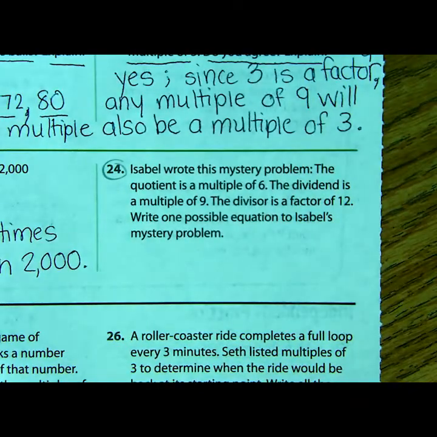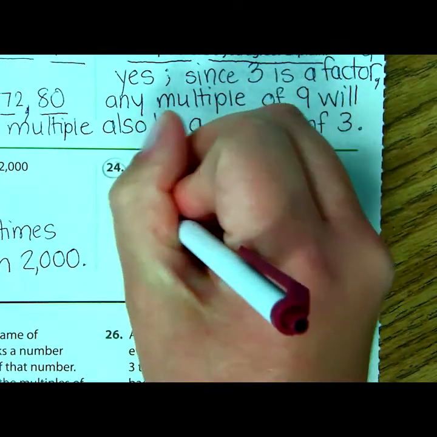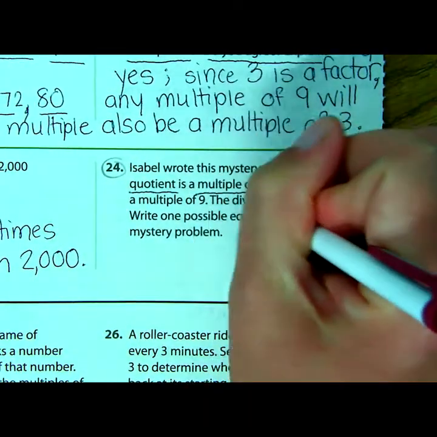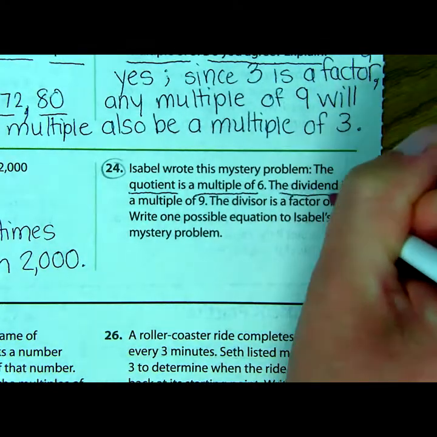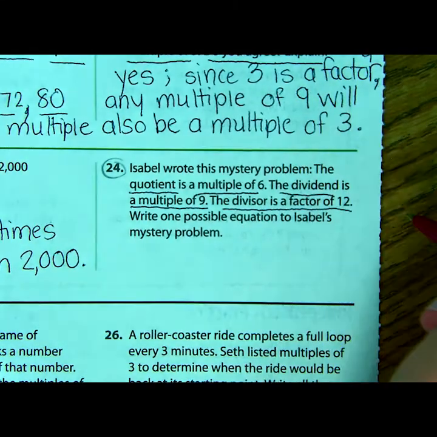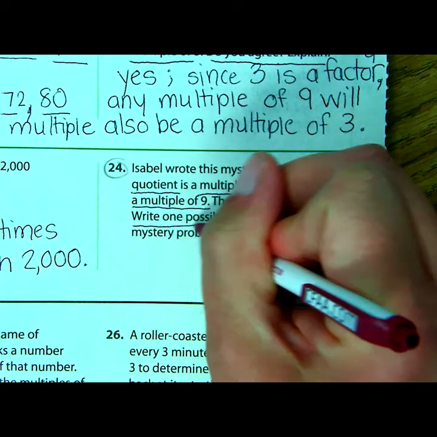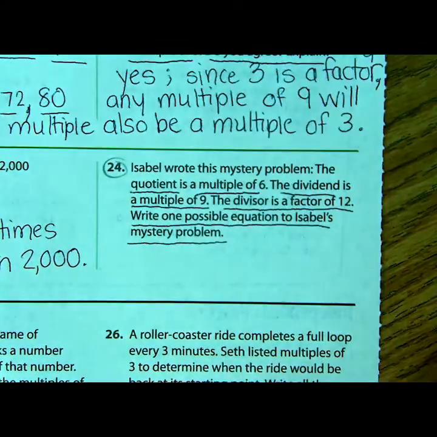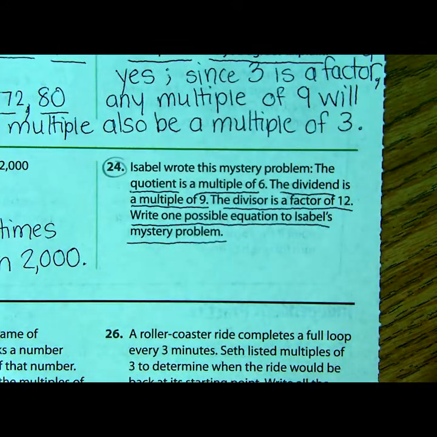Last one. Isabel wrote this mystery problem. Oh boy. The quotient, so the answer in a division problem, is a multiple of 6. The dividend is a multiple of 9. The divisor is a factor of 12. Write one possible equation to Isabel's mystery problem. Wow, that's really confusing. So what I'm thinking is, we know that the answer is a multiple of 6.